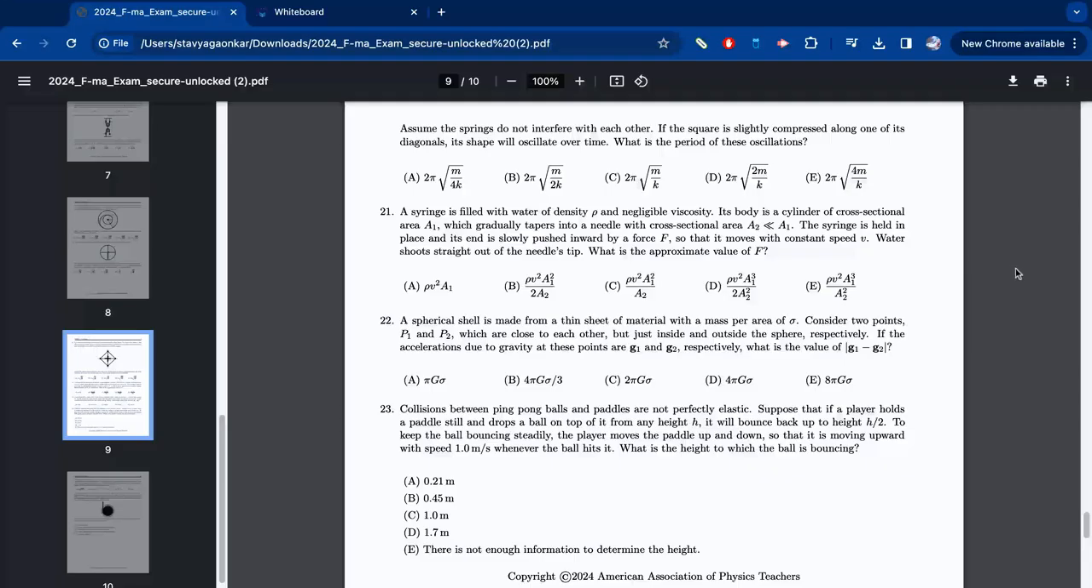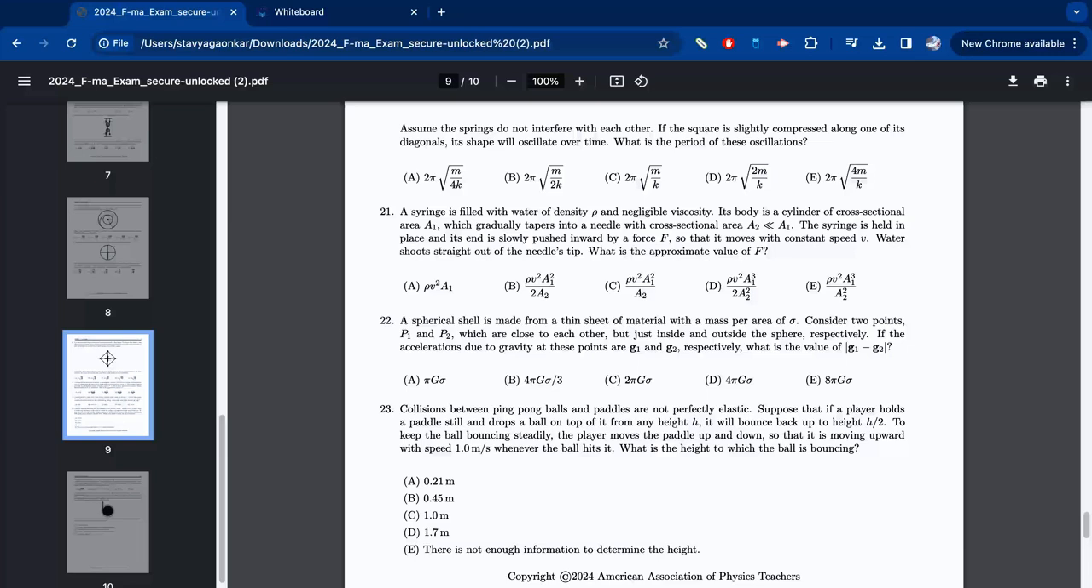So moving on to problem number 21. We have a syringe filled with water of density rho and negligible viscosity. Its body is a cylinder of cross-sectional area A1, which gradually tapers into a needle with cross-sectional area A2, which is much smaller than A1.